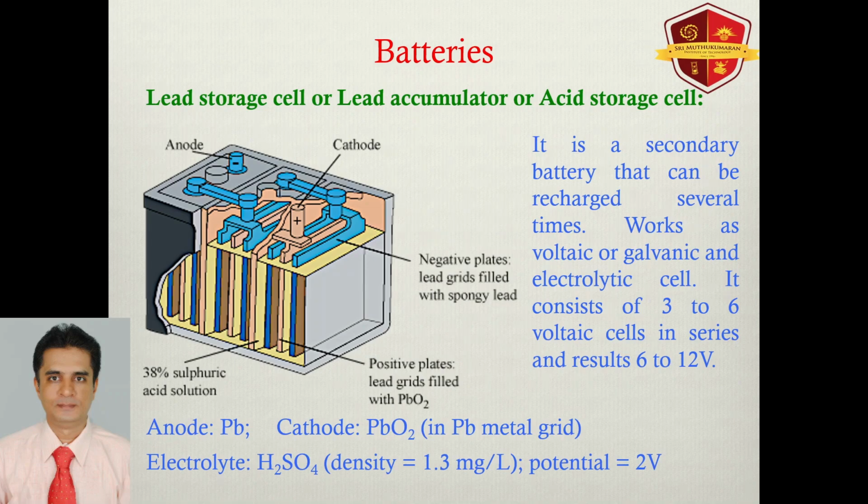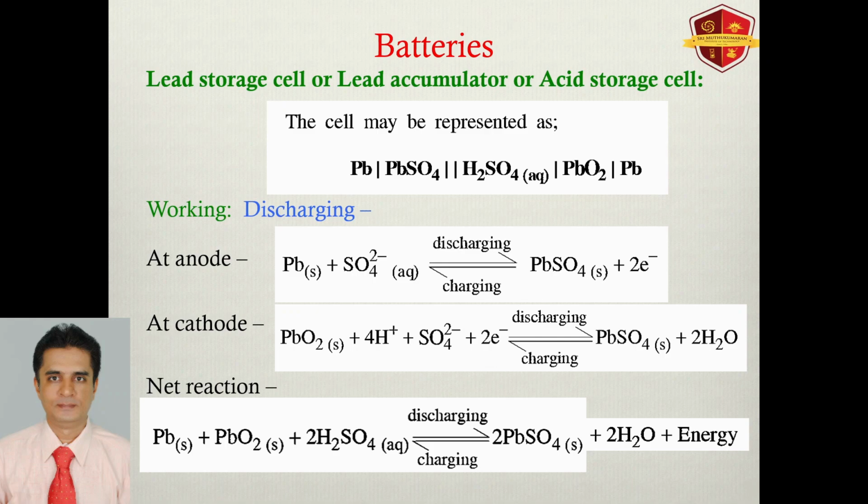Lead storage cell, or lead accumulator, or acid storage cell. It is a secondary battery that can be recharged several times. It works as a voltaic or galvanic cell and as an electrolytic cell. It consists of 3 to 6 voltaic cells in series, giving about 6 to 12 volts. The anode is a lead electrode. The cathode is lead oxide in a lead metal grid. The electrolyte is sulfuric acid, with a density of about 1.3 gram per millilitre. The potential is 2 volt.